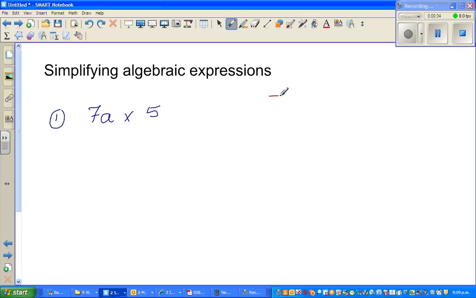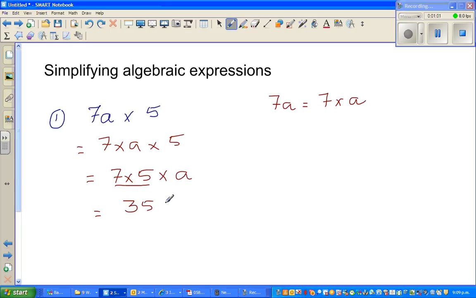So let's understand what 7a is. Whenever you have 7a, this means 7 times a. So the question can be written as 7 times a times 5. Now you can simplify this like this: 7 times 5 times a. You can multiply these two, which is 35 times a. 7a is a times 7, so 35 times a is written as 35a. That's the answer. You can't do anything more, because you don't know the value of a. These are very simple examples.